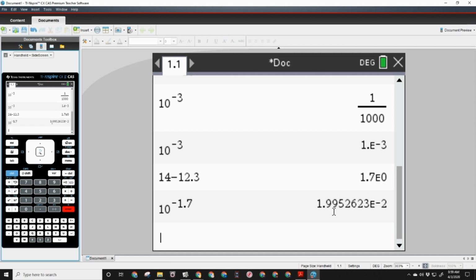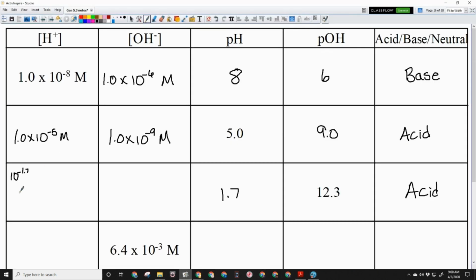This is now a decimal. And we're going to do 2 decimal places. Actually, this is going to be really close, so let's just say 2 decimal places. 1.99 is 2 decimal places, but we have a 5 here. This 5 is going to bump this 9 up, which is going to bump this 9 up, which is going to bump this number up. So it's 2.00 times 10 to the negative 2. Let's go back. So 2.00 times 10 to the negative 2 molarity.